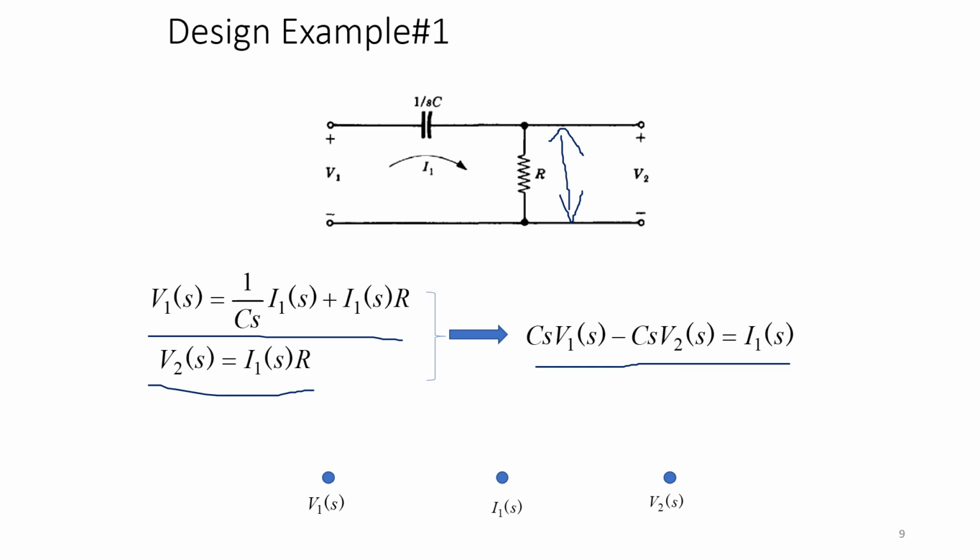So V1 is my first node, that is input. I of S is my second node and V2 of S is my output node. Take the nodes like this. Then connect your branches like this. So V1 of S is the input, so it is getting multiplied with C1, so take that as your gain.